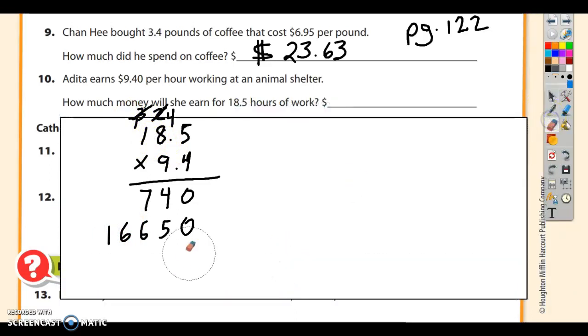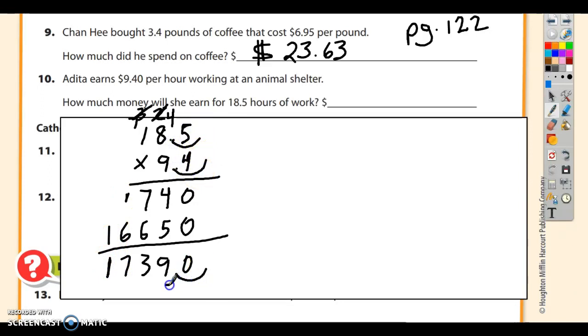I add them all up, I get 0, 9, 13, 7, and 1. And then I count over 1, 2 places in my problem, 1, 2 places in my answer. Again, they put the dollar sign. You don't need that, but I like to add it. It's $173.90. Whenever you're working on these and you're just not sure, you could always use a calculator to check. Not to solve, just to check.